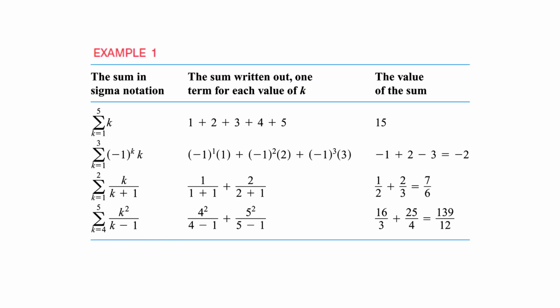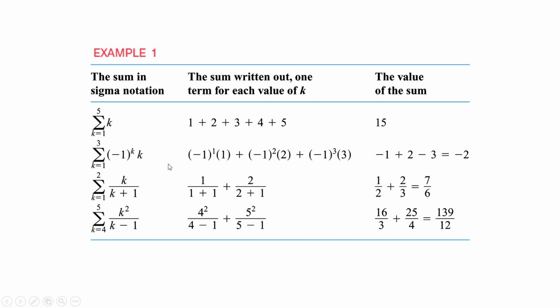Okay, here I have a few more examples, and this is example number 1 in your book. The sum in sigma notation is given in the first column. So sigma k varies from 1 to 5 is 1, and it can be written as an expanded form. Variable here is k, so this index will be applied on k. So 1 plus 2 plus 3 plus 4 plus 5, and this is the value of the sum.